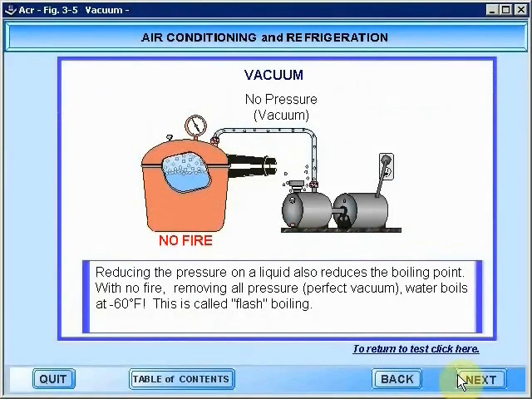Reducing the pressure on a liquid also reduces the boiling point. With no fire, removing all pressure, in other words, a perfect vacuum, water boils at minus 60 degrees Fahrenheit. This is called flash boiling.